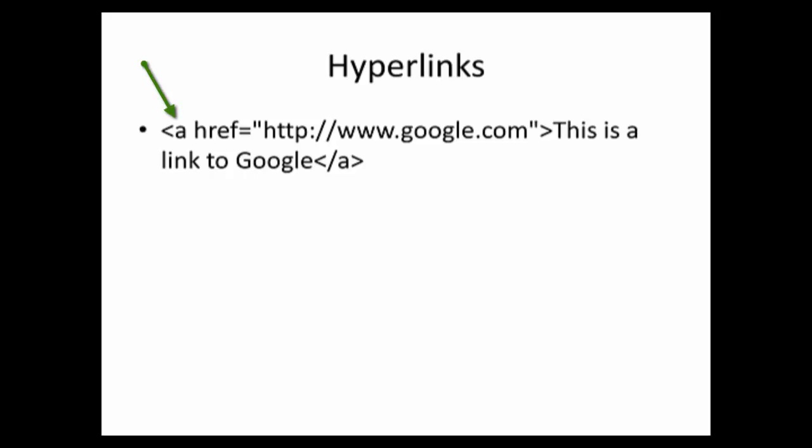Hyperlinks use the anchor tag. In this case, it's a, which is the anchor, and then href, which tells us that it's a hyperlink reference. You'll probably recognize the URL to Google. What will actually display on your web page are the words, "This is a link to Google." But when you click on that link, it will take you to www.google.com.